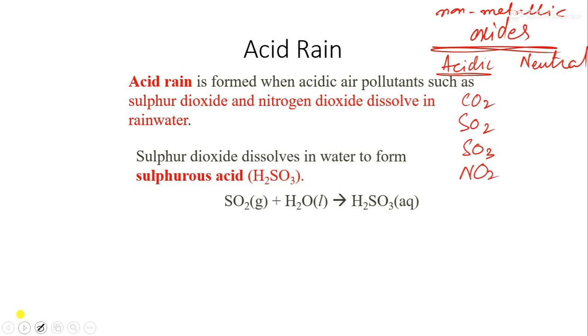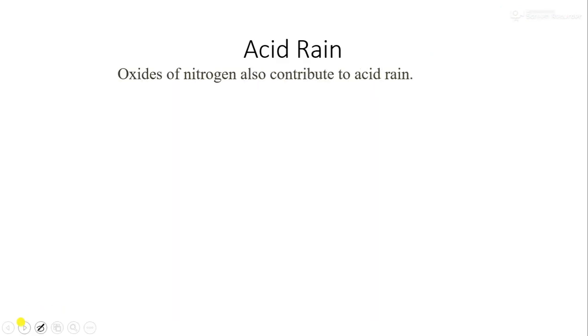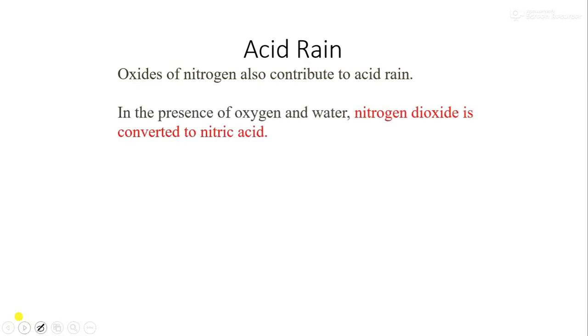When these oxides are released from the surface of the land and reach the clouds, they start dissolving in the water which is present in the cloud. Like sulfur dioxide dissolves in water and forms sulfurous acid. When this sulfurous acid oxidizes in the presence of oxygen, it will form sulfuric acid. Then oxides of nitrogen. In the presence of oxygen and water, oxides of nitrogen form nitric acid. When these oxides reach the cloud and dissolve in the water present in the cloud, they form nitric acid.